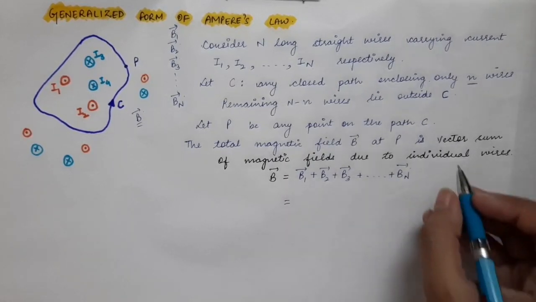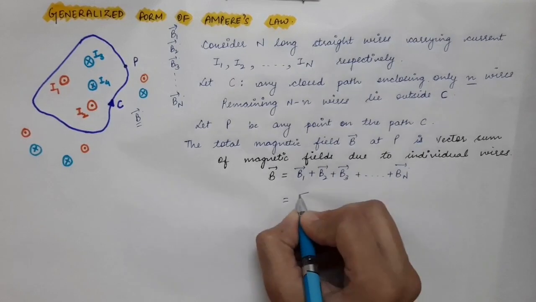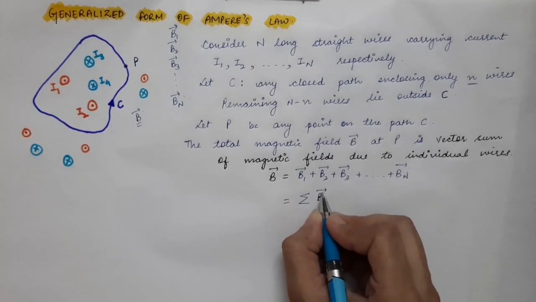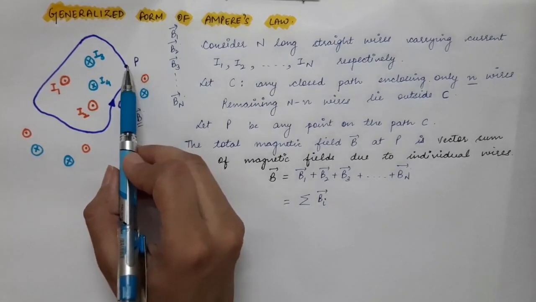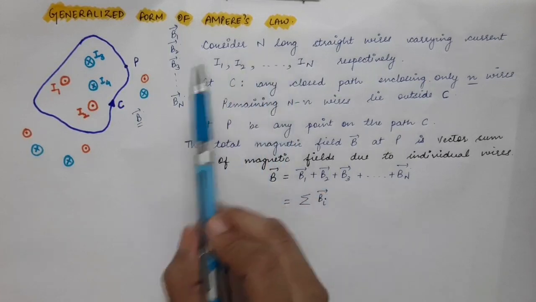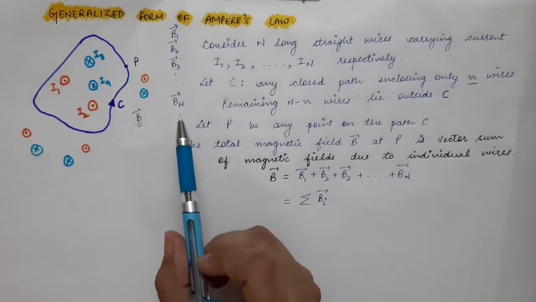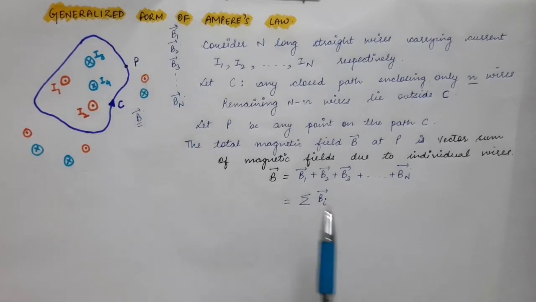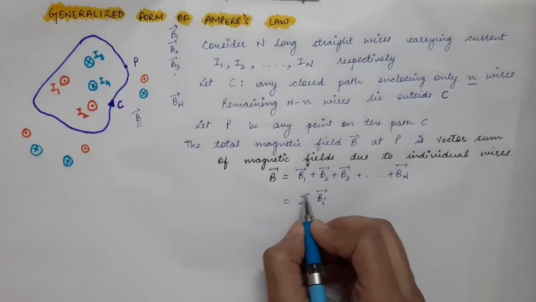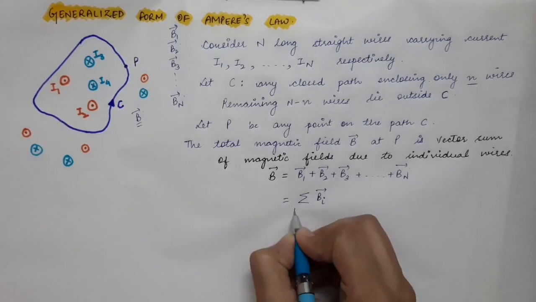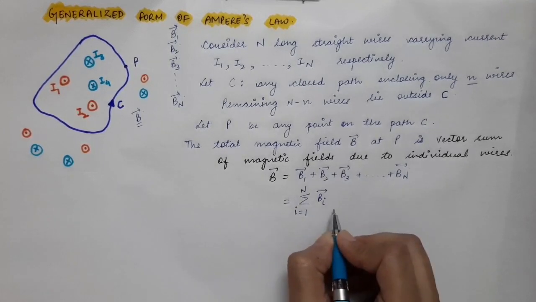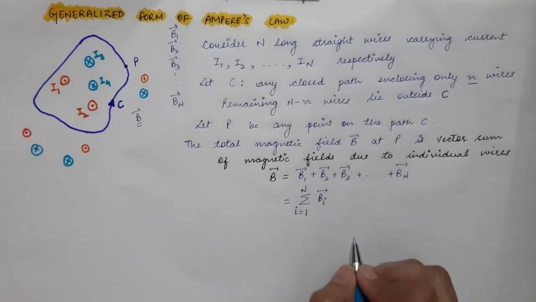So you can also write this as summation of Bi vector, where Bi vector is the magnetic field at this point P due to ith wire. So there are n number of long straight wires. Due to ith wire, any random wire, the magnetic field at this point P is Bi vector. So this right hand side can be written as summation of Bi vector, and i will run from 1 to capital N. So when you will open this summation, you will just get the previous equation.